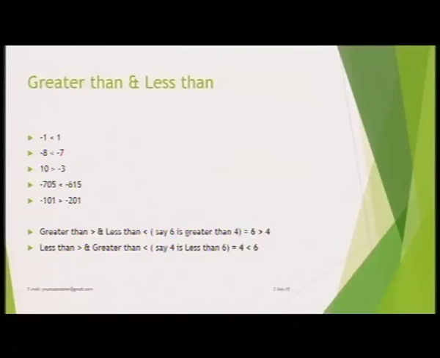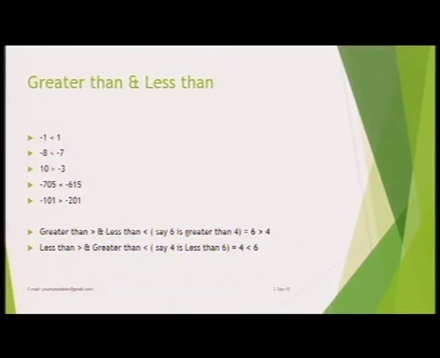Looking at greater than and less than. -1 is less than 1, which is obviously right. -8 is less than -7. This is quite complicated. You think now it's 7 and 8. Why is -8 less than -7?